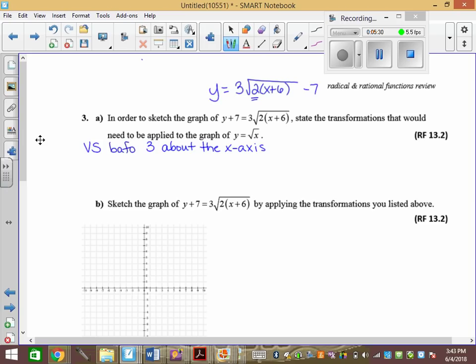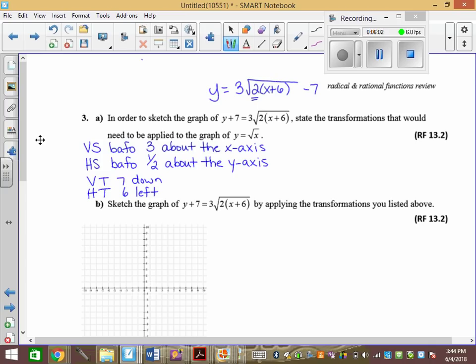We have the 2 here. So that's a horizontal stretch by a factor of, and this horizontal stretch always flips. It doesn't matter what unit we're in, always flips. A half about the y-axis. We have a vertical translation 7 down. And we'd have to write vertical translation again. And horizontal translation, we can't write HT, we'd have to write horizontal translation, 6 left.